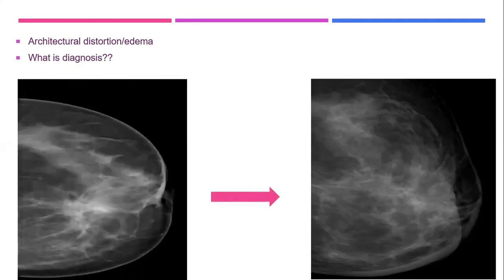Okay, any question you would like to ask? Any previous intervention for this patient? Yes, there is a previous intervention. Was it biopsy or surgery? No, surgery, wide local excision. So I need the previous images just to make sure that these changes are due to the surgery. Excellent, well done. For architectural distortion and edema diagnosis, you need to see the previous images.